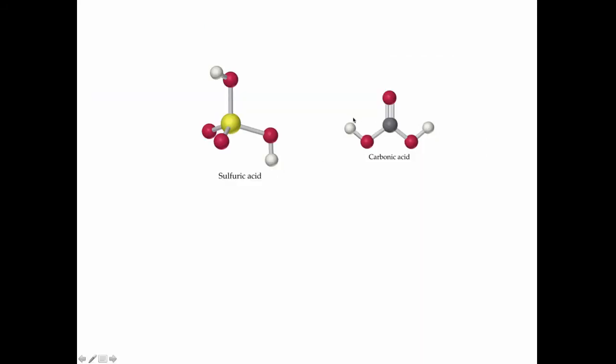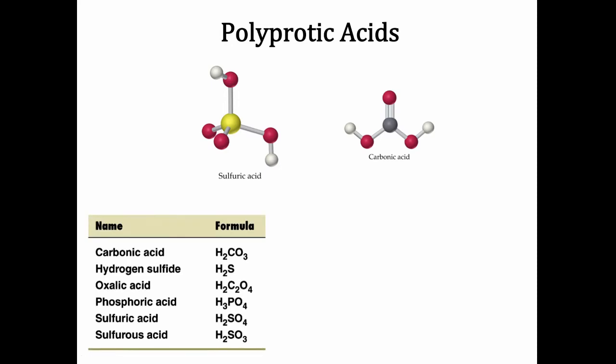Some acids, like sulfuric acid and carbonic acid, are what we call diprotic acids. They have two hydrogens that can be dissociated from the molecule. In general, acids that have more than one hydrogen ion that can dissociate are called polyprotic acids, and here are a number of the more common polyprotic acids: carbonic acid, hydrogen sulfide, oxalic acid, etc. Note that most of them are diprotic.